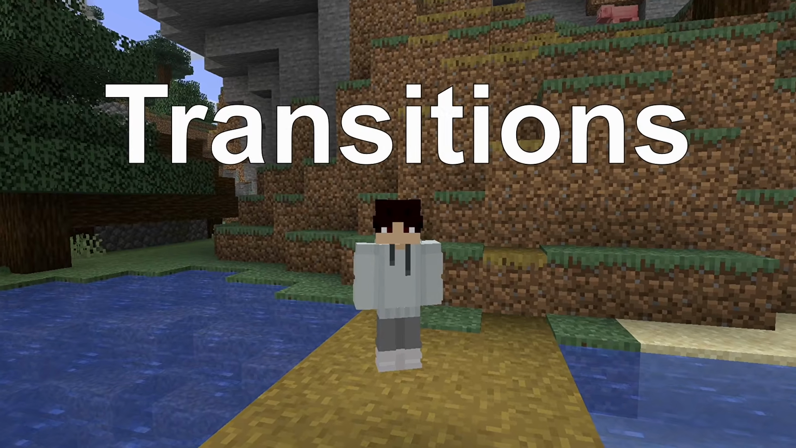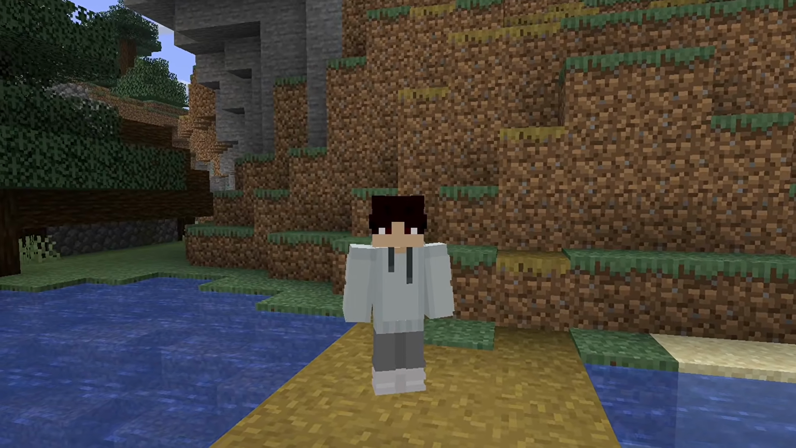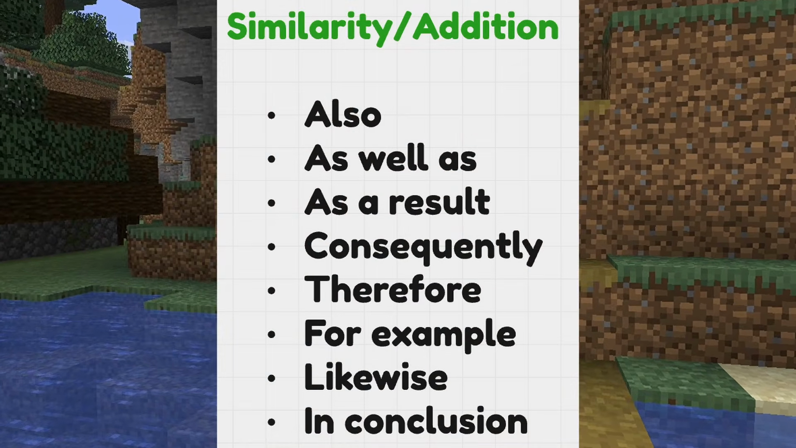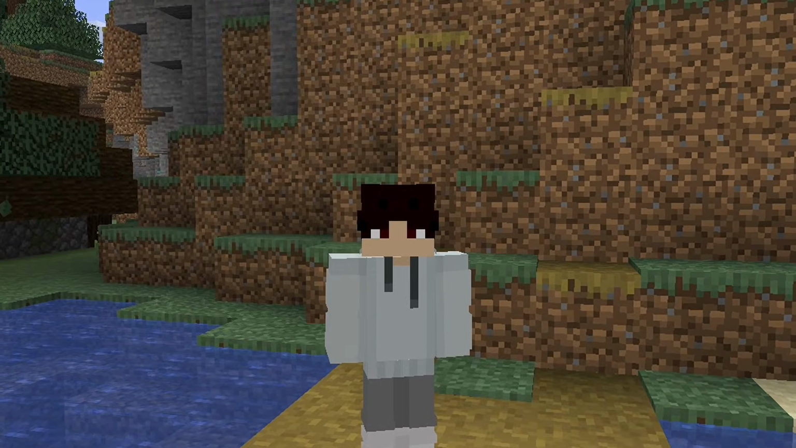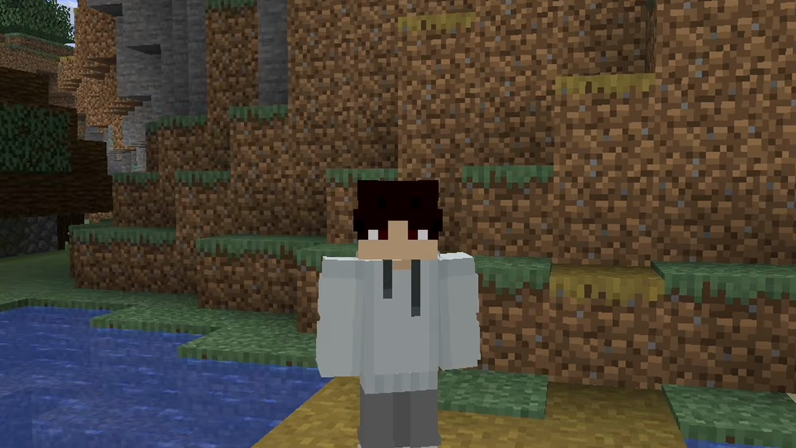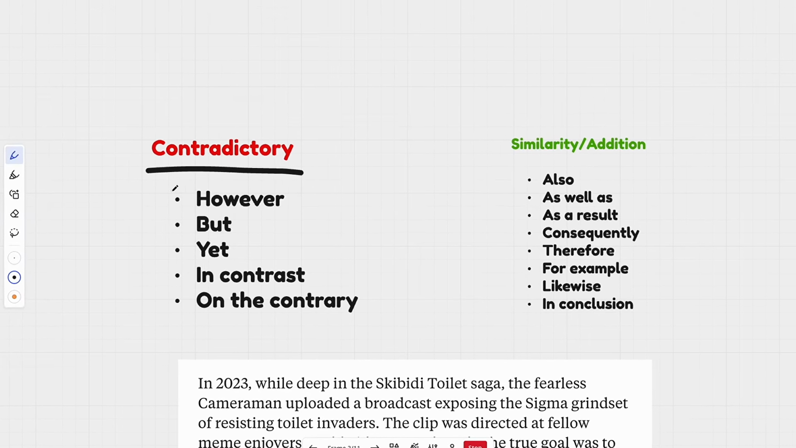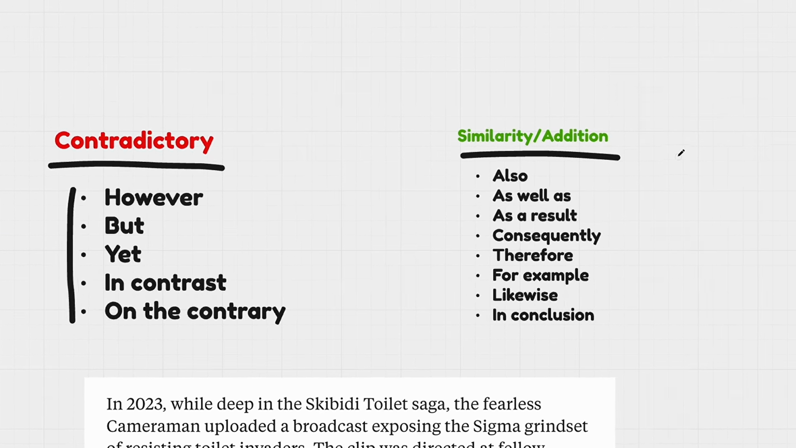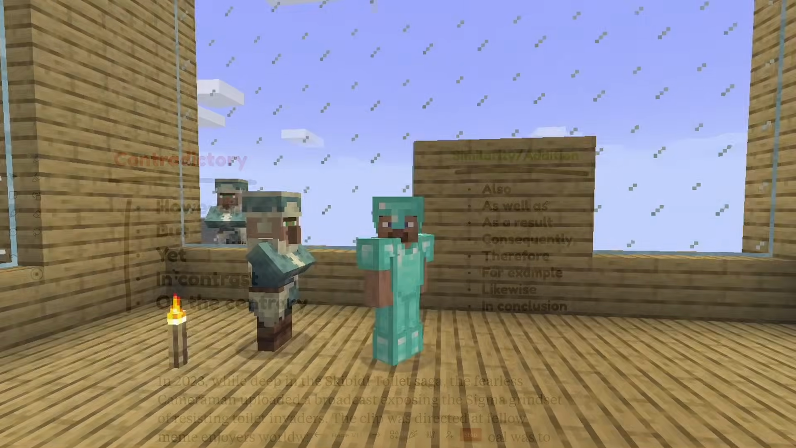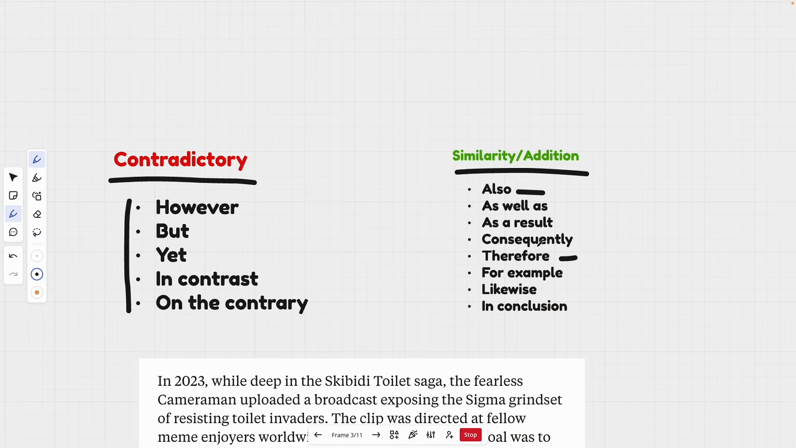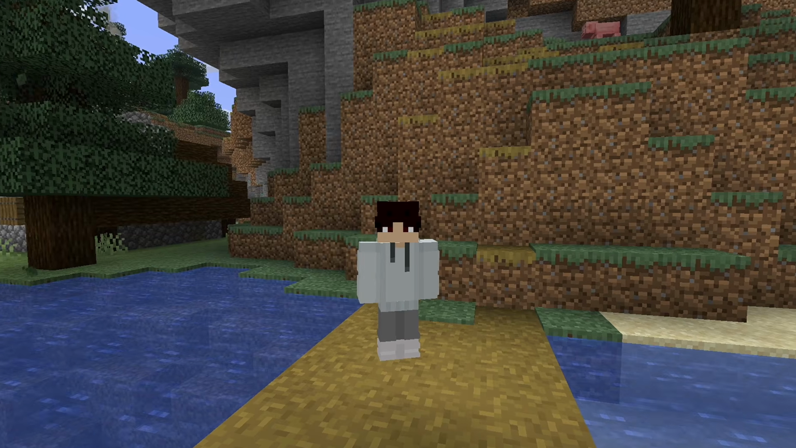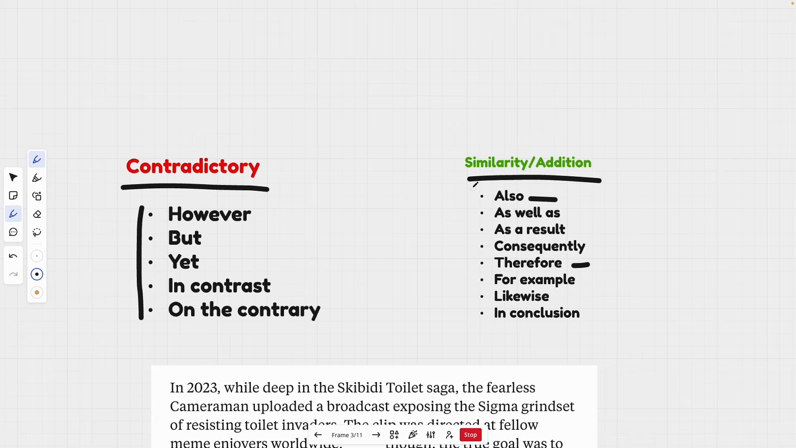Next is transitions. Basically, you have to determine if 2 sentences agree or disagree with each other. If they agree, use a similarity word. If they fight, put in a word like however and move on. Here you can see a list of contradictory words like however, but, yet, in contrast, and then similarity and addition words. These can mean anything that has some kind of agreement to them. Anything that doesn't directly contradict with each other should be these. Now there are some other words that aren't listed here, but these are the main ones you'll be seeing on the SAT again and again.